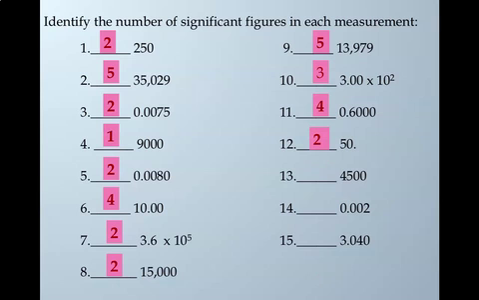13, we have no decimal, so those 2 zeros are placeholders. So we are just going to count the 4 and the 5 to give us 2. Number 14, the zeros to the left of the numbers don't count, so we're just counting the 2. So we have 1 number there. And then number 15, we have a decimal point, and they're to the right, so we are going to count every number. We have 4 numbers there.